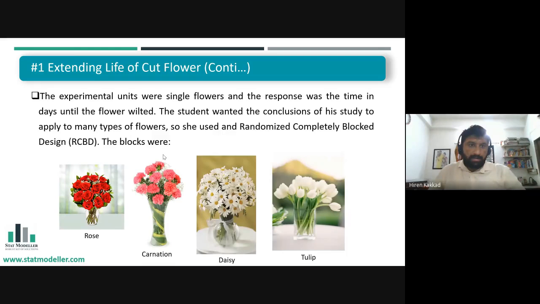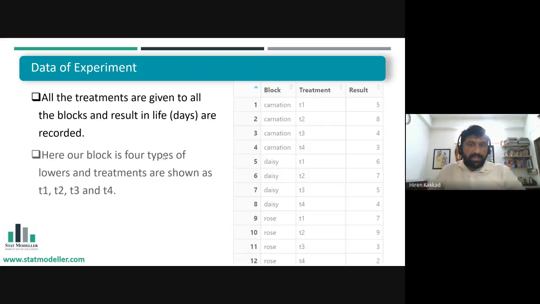Now let us look at the data. All the treatments are given to all the blocks, because all 4 treatments are there in all the blocks. That is why it is RBD. If that were not the case, then it might have been a BIBD, which we will see next. So here block, treatment and result are given.